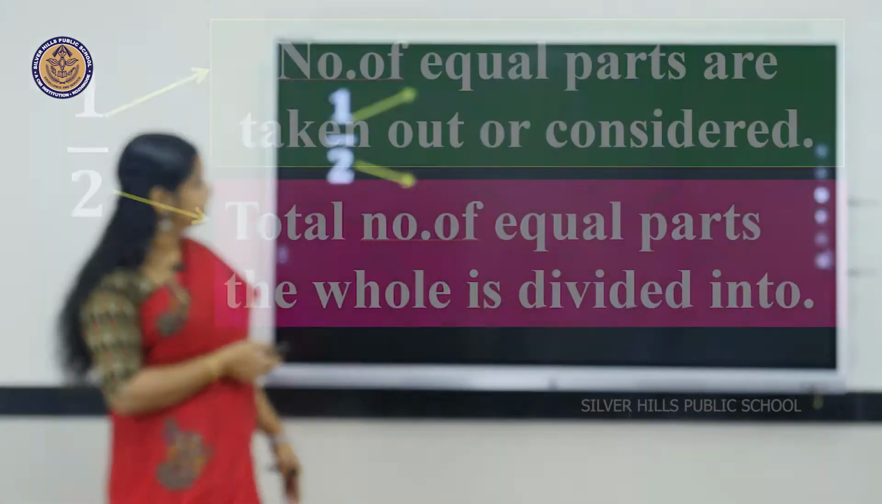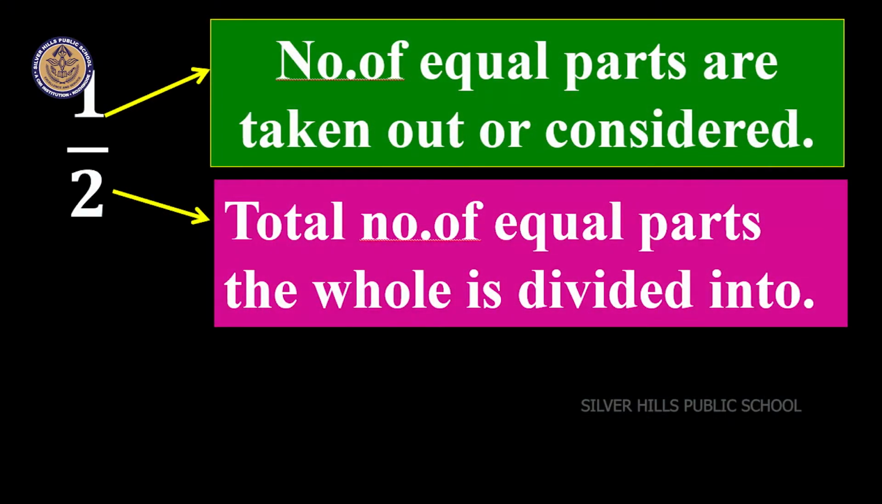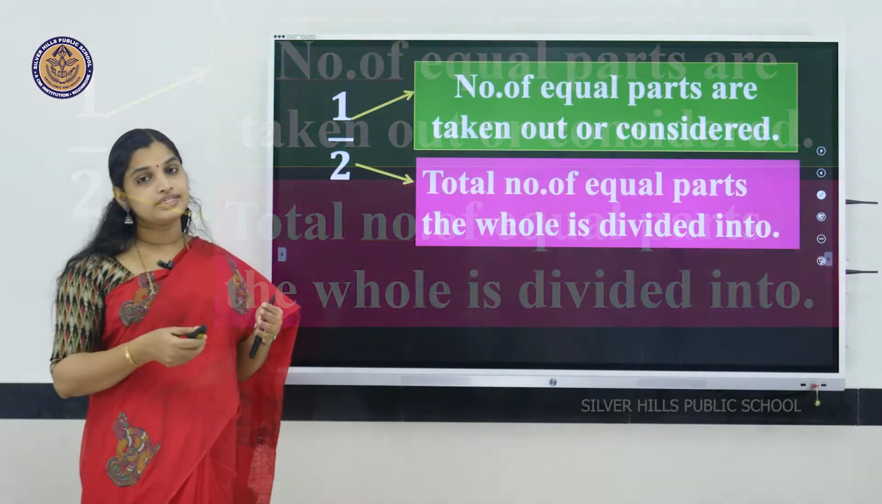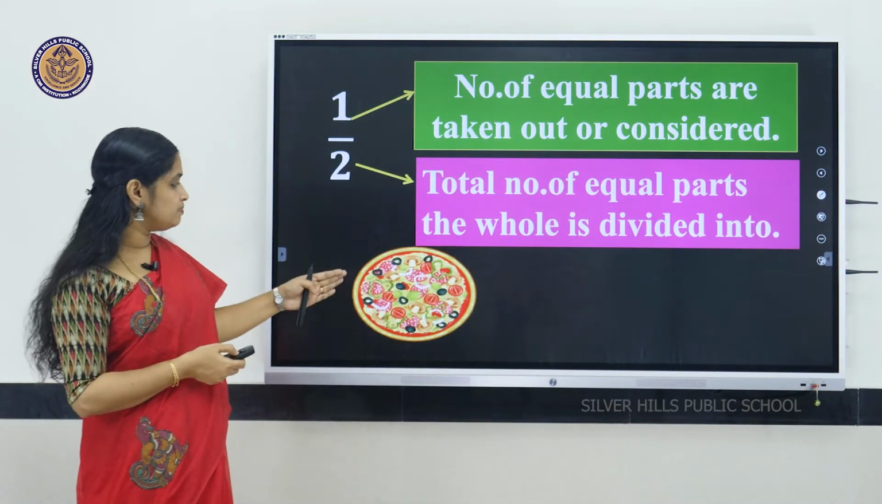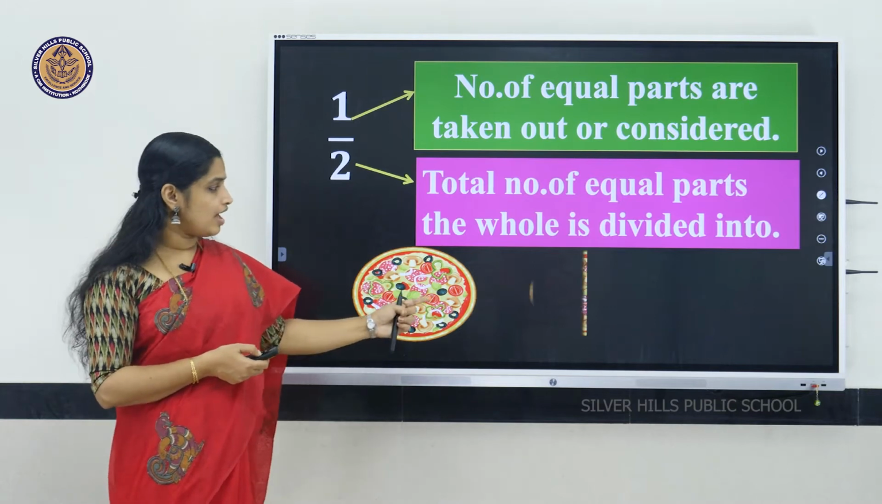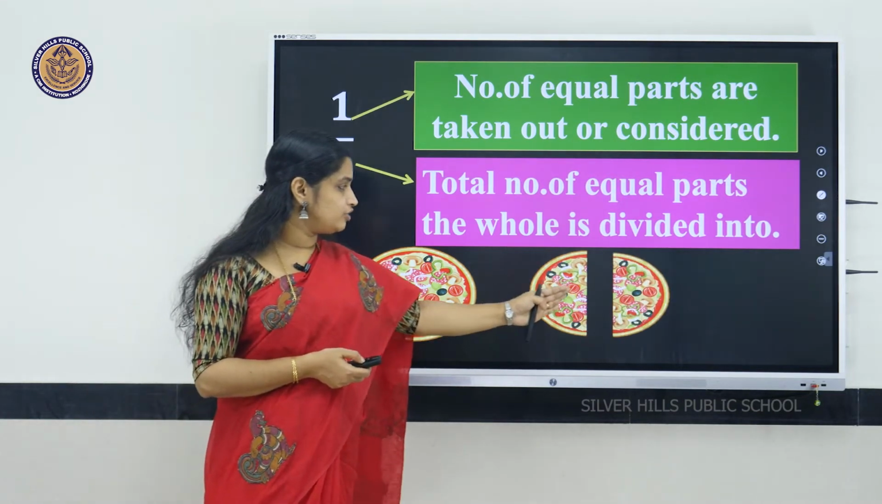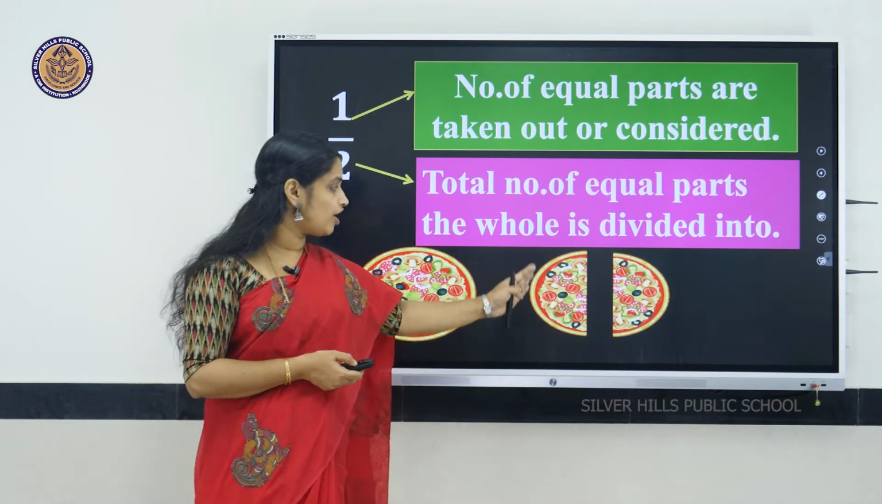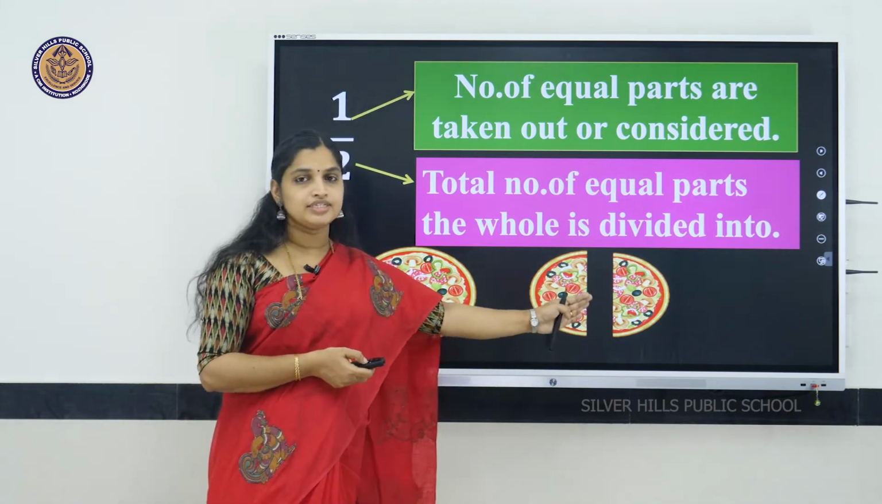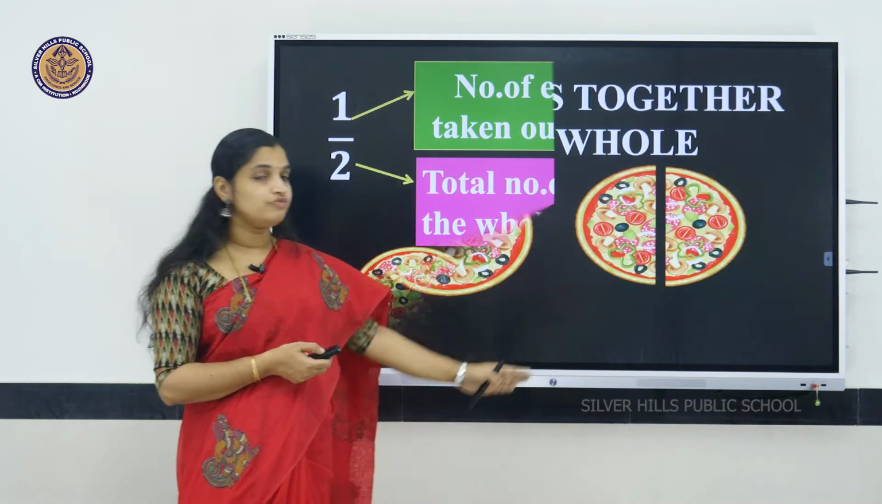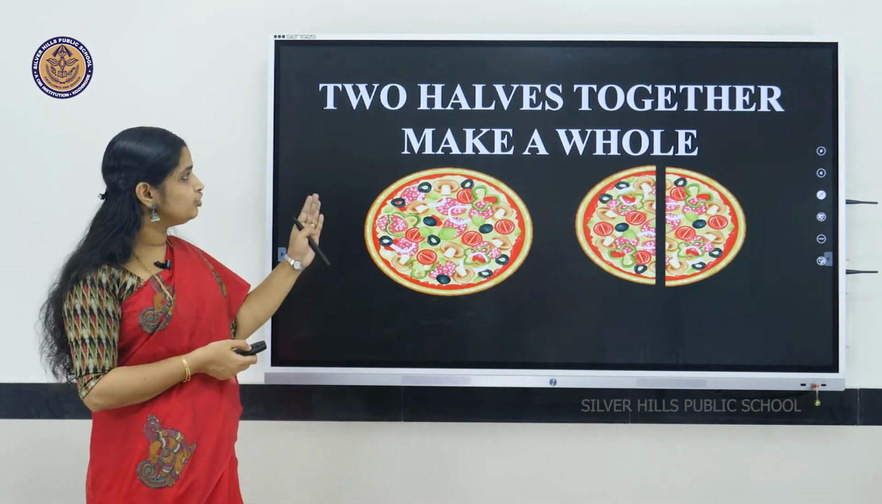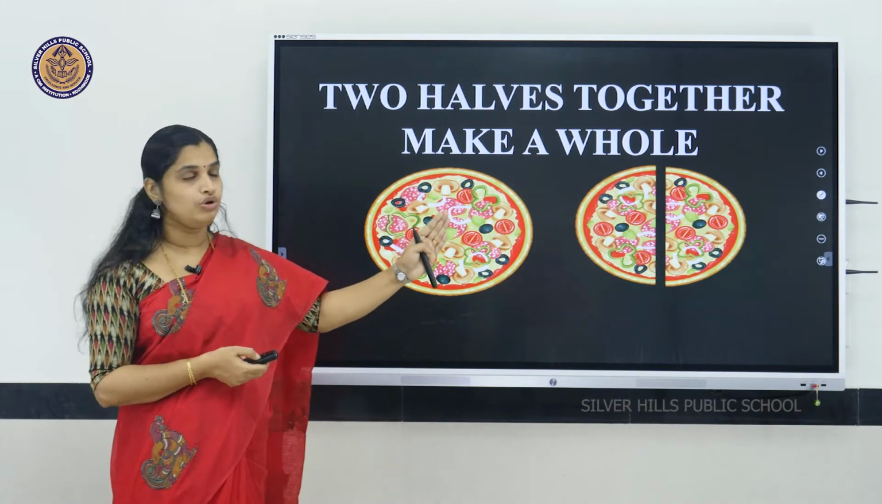Now, in 1/2, what is 1? 1 is the number of equal parts taken out or considered. And what is 2? 2 is the total number of equal parts the whole is divided into. Now, see this pizza? It's a whole pizza and I divided this pizza into two equal parts. So one part is 1/2, the next part is another half. So from this we can make a conclusion that two halves together make a whole.